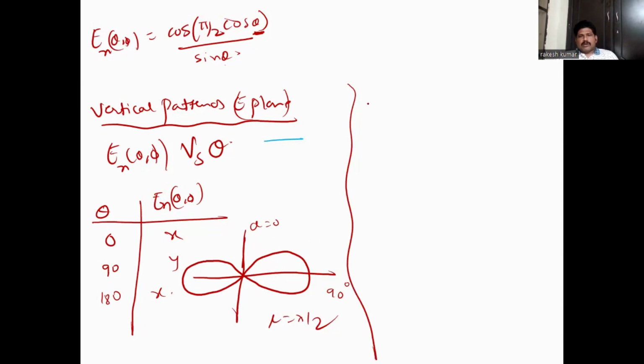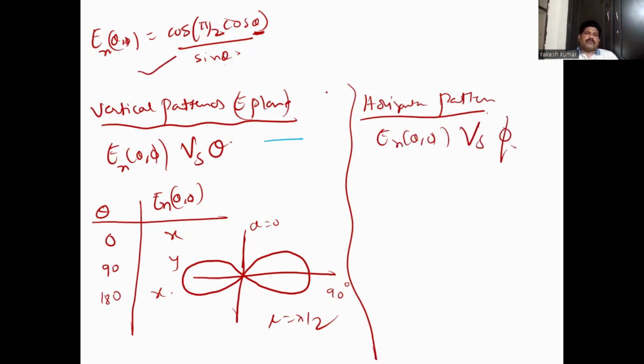Similarly, how will you draw the horizontal pattern? The horizontal pattern is E theta versus phi. In this expression, there is no phi term. Let us consider theta is equal to 90 degrees. So 90 degrees means you get 1, and the radiation pattern looks like this. This is the radiation pattern for the half-wave dipole.